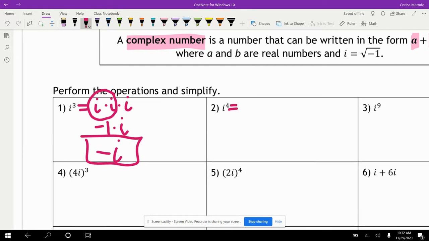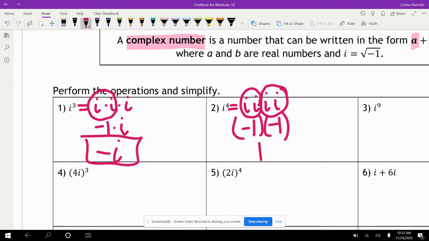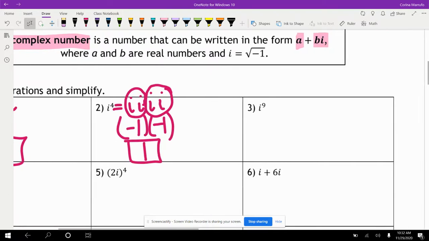Here we have i to the fourth power, so we write it as i times i times i times i. And remember, i squared, so two of these, i times i and i times i, are equal to -1. So this is equal to -1 and this is equal to -1. So -1 times -1 would give us a +1. Okay, let's try the next one.